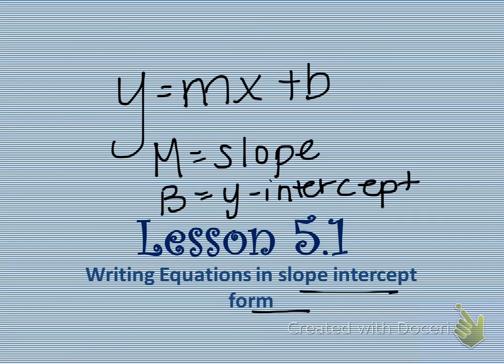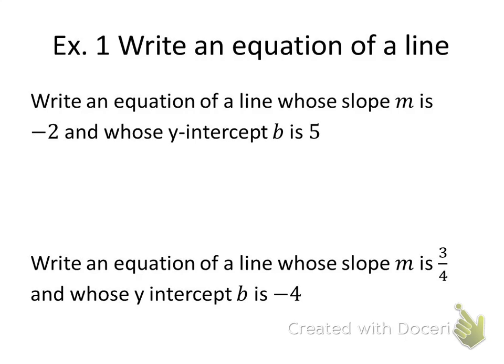I got to get the y by itself. I know how to graph an equation when I see it in y equals mx plus b form. I graph my y-intercept first, then I use my slope, which is rise over run, to find my next point. So what we're learning today is the reverse of that. Basically, they're going to give you your slope, and they're going to give you your y-intercept, and they want you to write the equation. So, since you've already memorized the slope-intercept form, it should be easy.